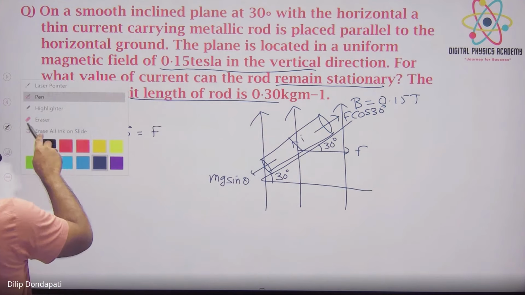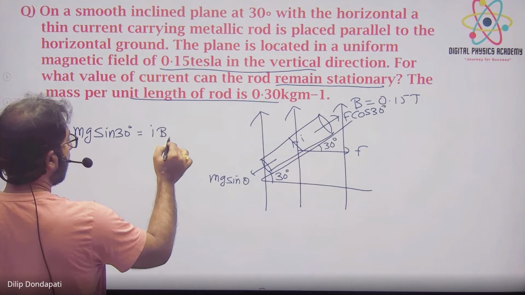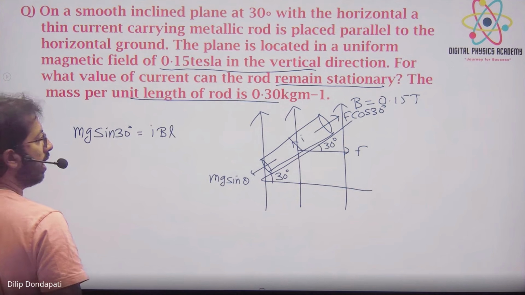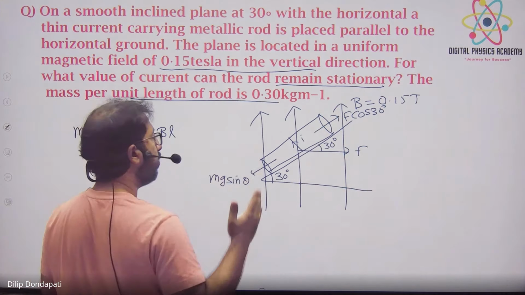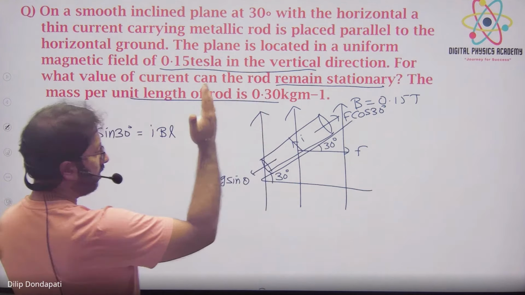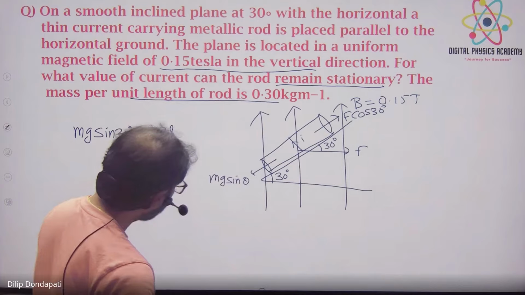What is the formula for F? IBL, force on a current carrying wire. I B L sin theta. Theta is how much? Angle between magnetic field and length. Magnetic field is upward, length is like this. 60. Why 60? 90 minus 30.